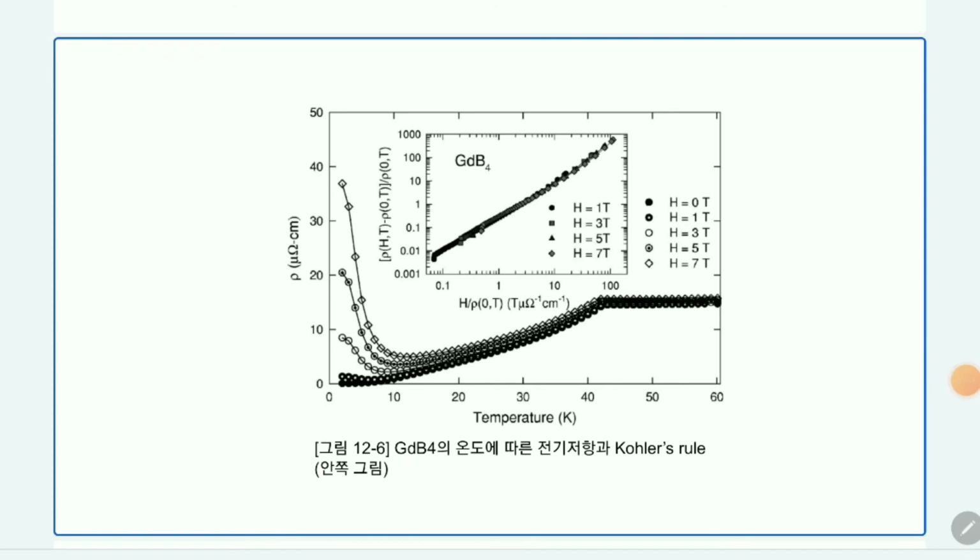Kohler's rule can be interpreted like this. The x-axis is temperature, and the vertical axis is electrical resistivity of some sample at various magnetic fields. But when you plot the x direction as H over rho zero, and the vertical direction as magnetoresistance, they may have a single curve. All the data coincide in a single curve. We call it Kohler's rule.